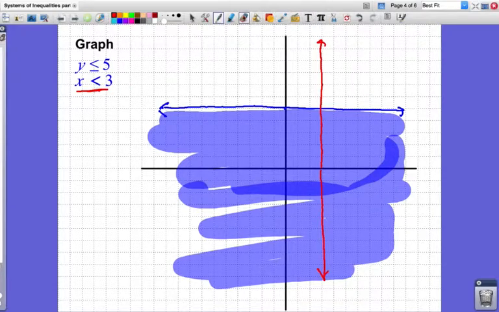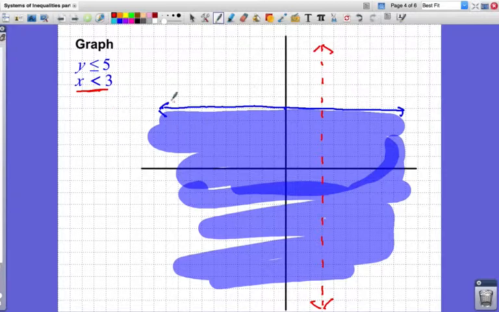So what I actually need to do is undo this here. I need to do a dashed line because it's less than 3. So 1, 2, 3, I have a dashed line on 3. The reason why it's dashed again is because x is less than, it's not or equal to. So this dashed line means anything on this line is not part of the solution. That's why it's a dashed line.